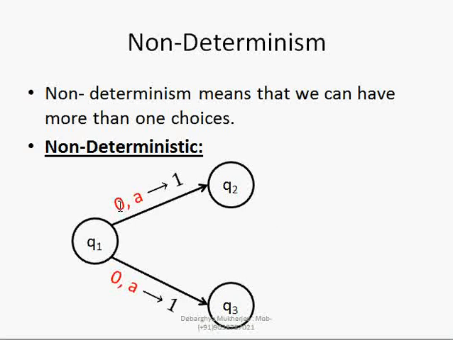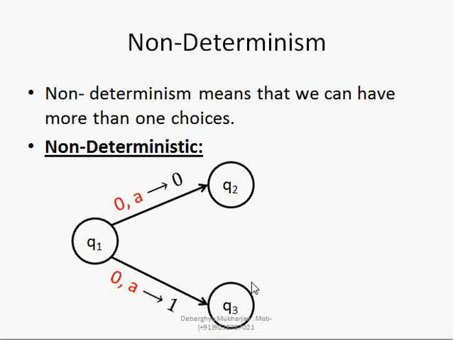In the same fashion, if we have a machine like this, it is a PDA. If we get 0 and our top of the stack element is A, then we will replace this A with 1 and we will go to Q2. And in the same fashion, if we get 0 and our top of the stack is A, then we will replace it by 1 and we will go to Q3. So it is non-deterministic in nature.